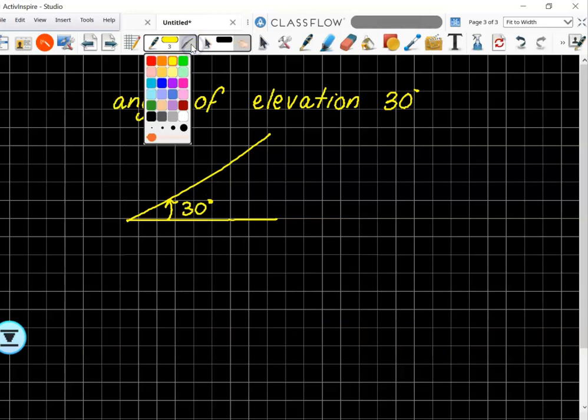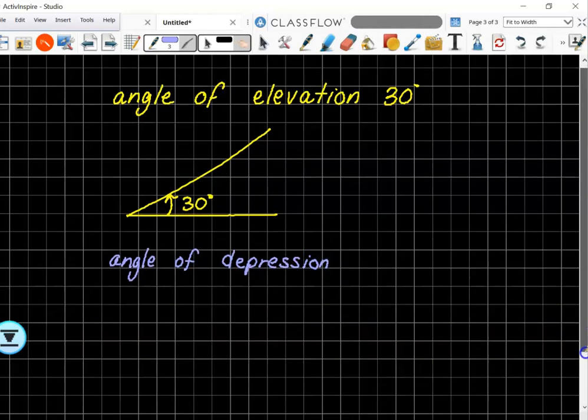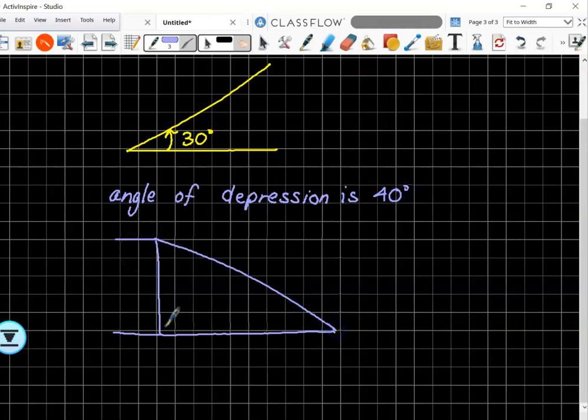The other one, and let's not take this the wrong way, but the angle of depression. And you're going to find questions like this when they're at the top of a building or top of a cliff. I know, it's just how they do it. So, if we're saying the angle of depression is 40 degrees, here's the building or the cliff, whatever, and they're looking down. Where are we?